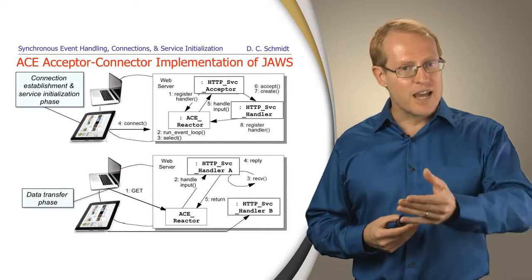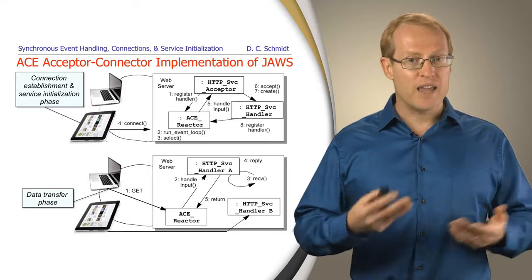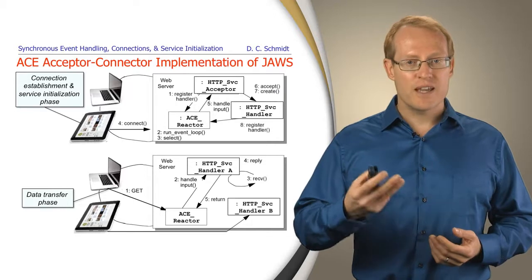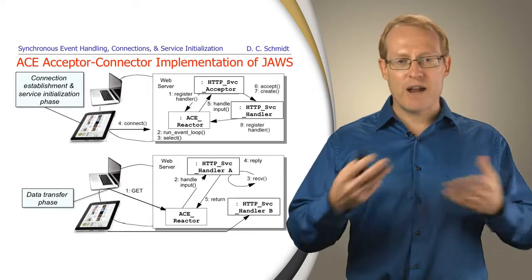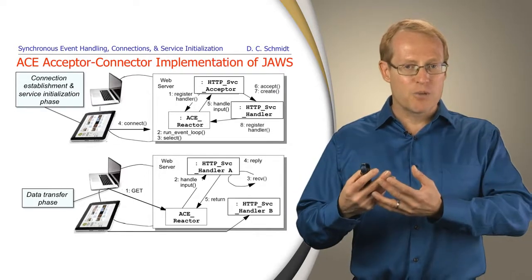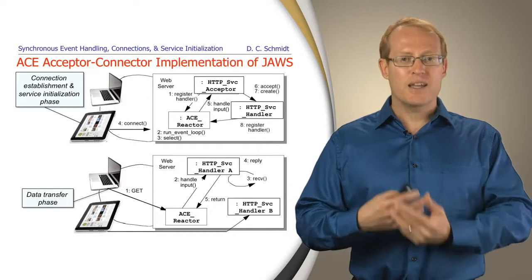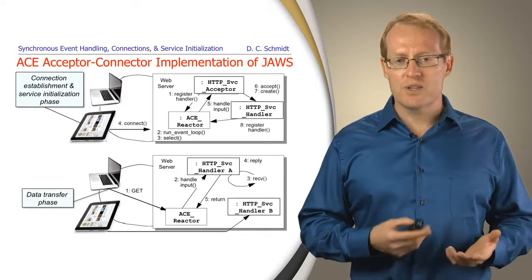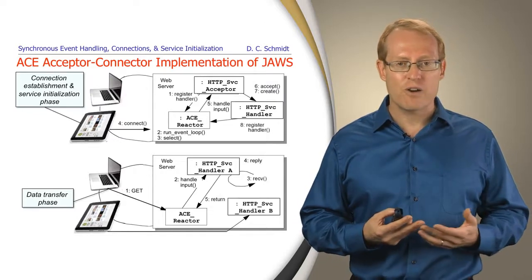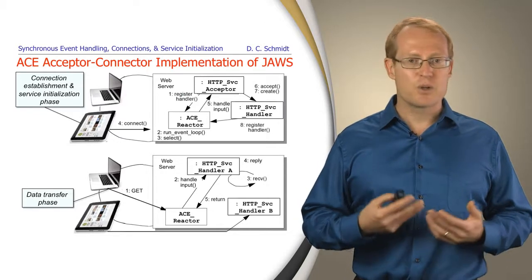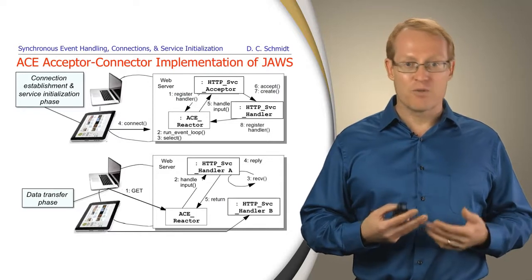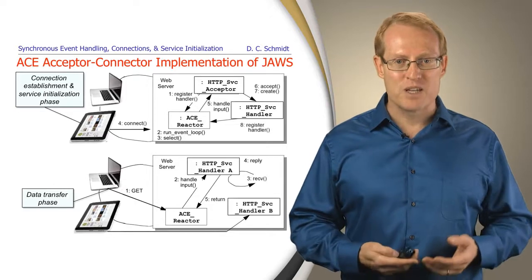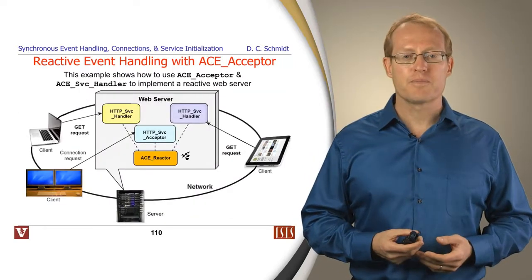When the client sends a GET request, the reactor calls back to the handle input method on the registered HTTP service handler, and then that goes ahead and cracks open the message, finds the appropriate content, memory maps it, and then sends it back to the client. And we'll look at the code in just a second. But the good news here is that this set of canonical interactions is very, very stylized. Once you understand it for one type of application, for a web server, you can use it for many, many other things that have nothing whatsoever to do with web services or HTTP protocol processing.